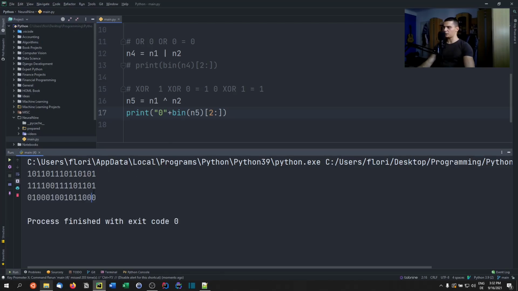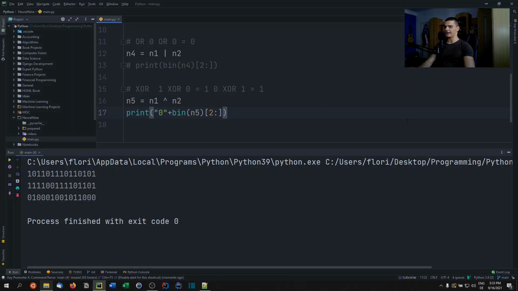There you go. So 1 and 1 is the same, so 0. 0 and 0, same, 0. 1, 1 is the same, 0. 0 and 1 is different, so a 1. 1 and 0 is different, so a 1. 1, 1 is the same, 0, and so on. You get the idea of a basic XOR.